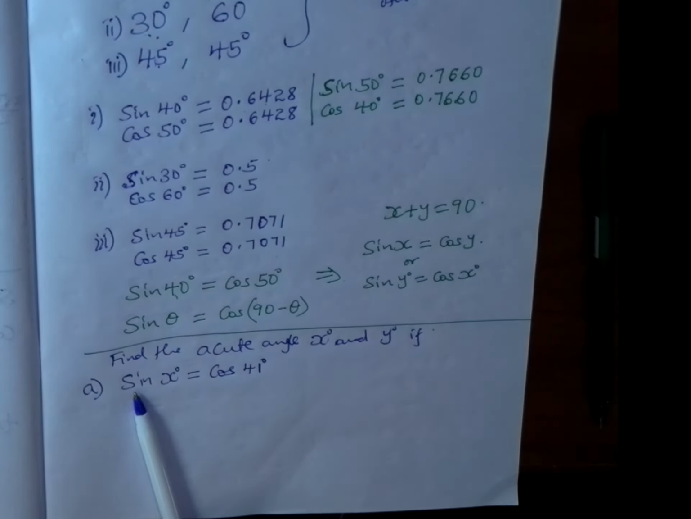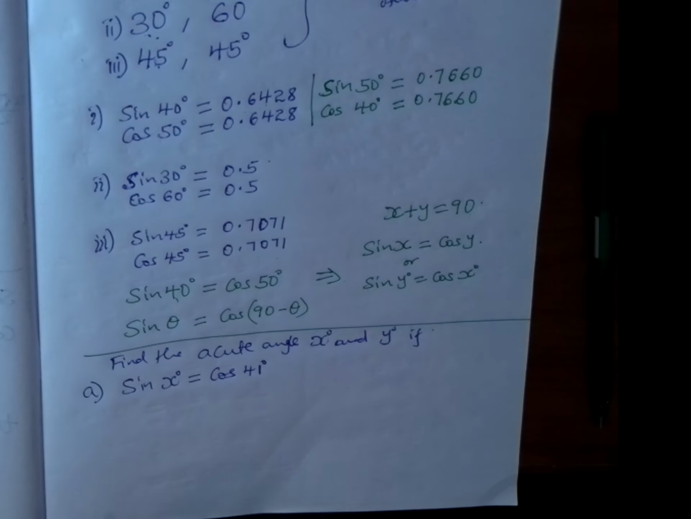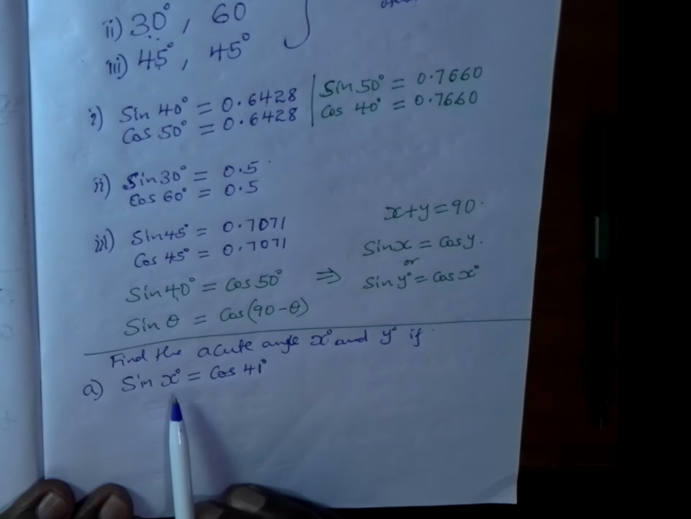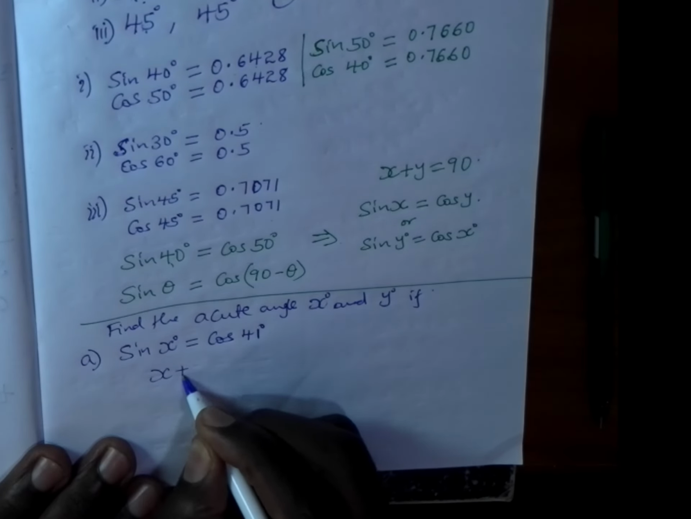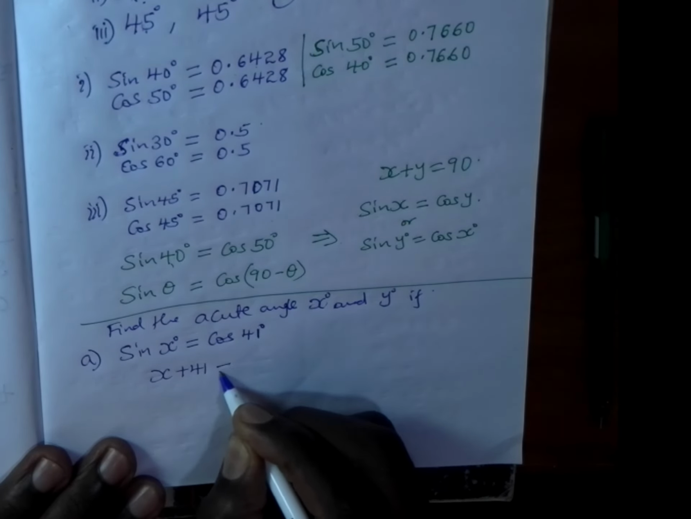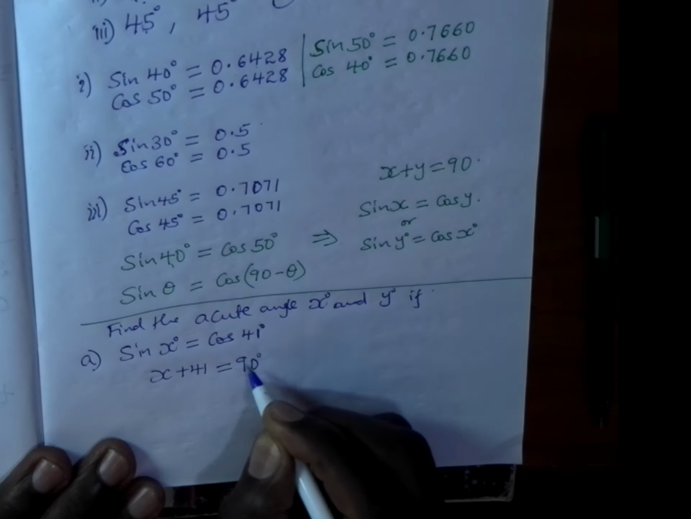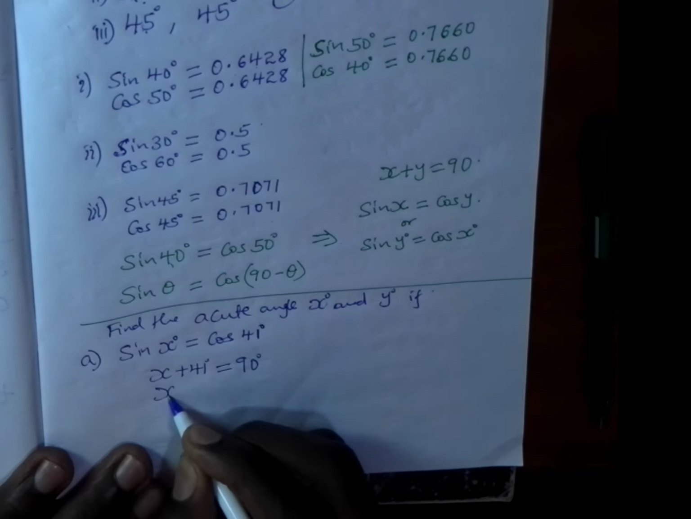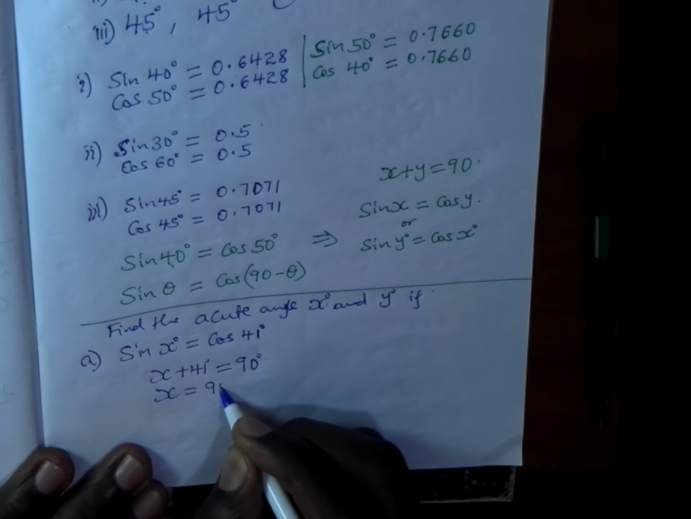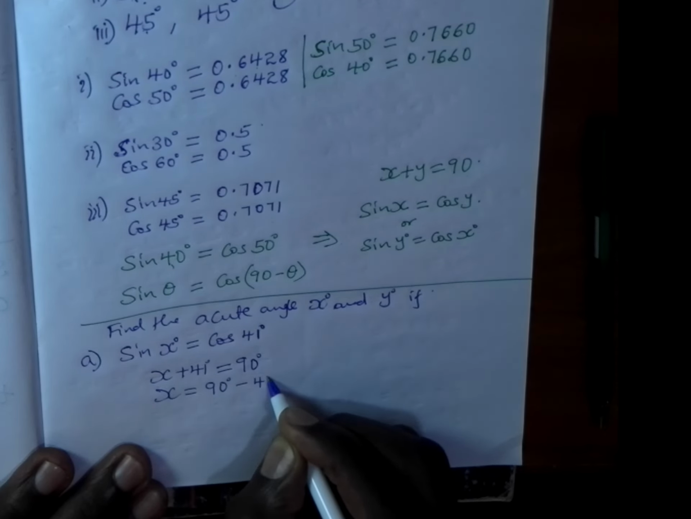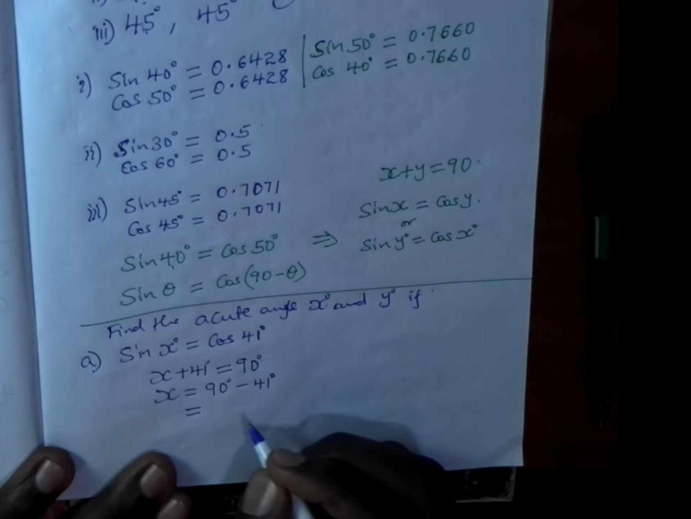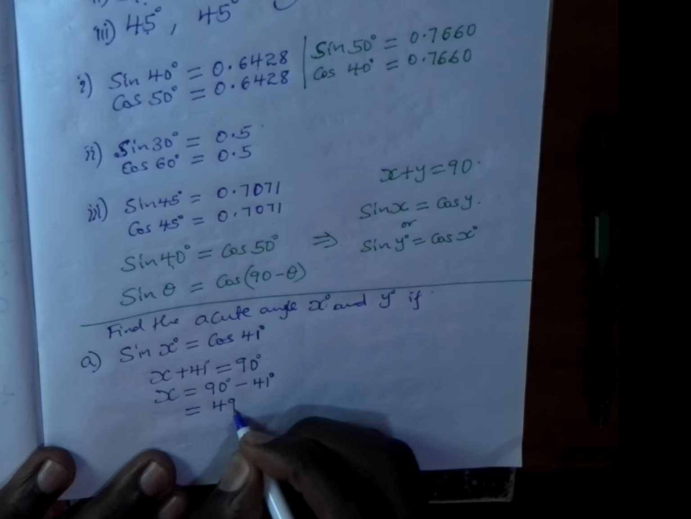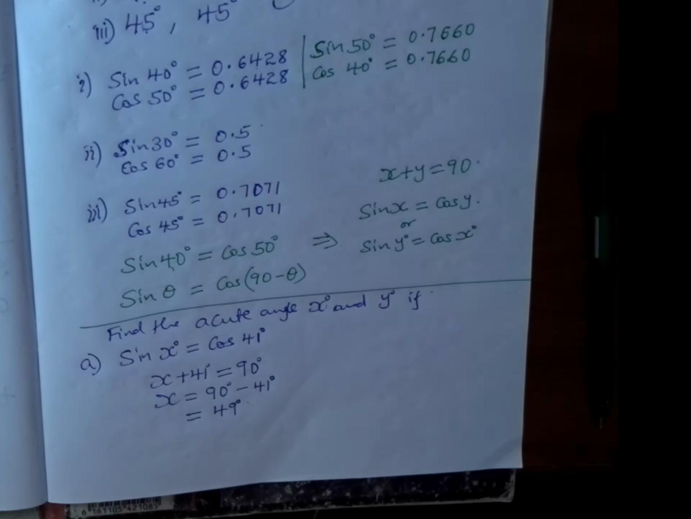In this case, we use the concept of complementary angles which add up to 90. Therefore, x plus 41, they are complementary, so they add up to 90 degrees. And therefore, x will be 90 degrees minus 41 degrees, and we end up getting 49 degrees. So x is 49 degrees.